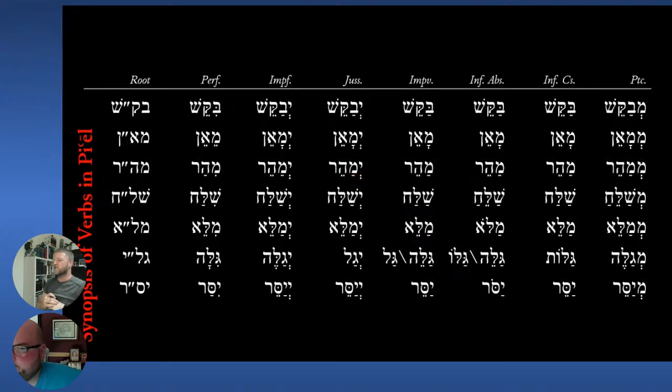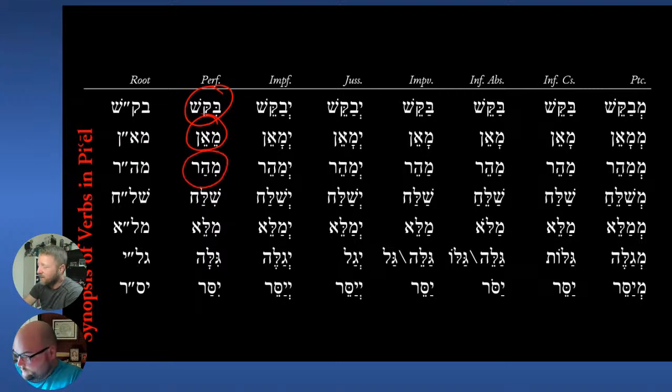Okay, this is the synopsis of verbs in the Piel. This is on a page in your book. Maybe you know what page. I don't know, but it's in there. Basically, it's exactly what we looked at. Bikesh is he requested or sought. Me'en, he refused. Miher, he hurried.